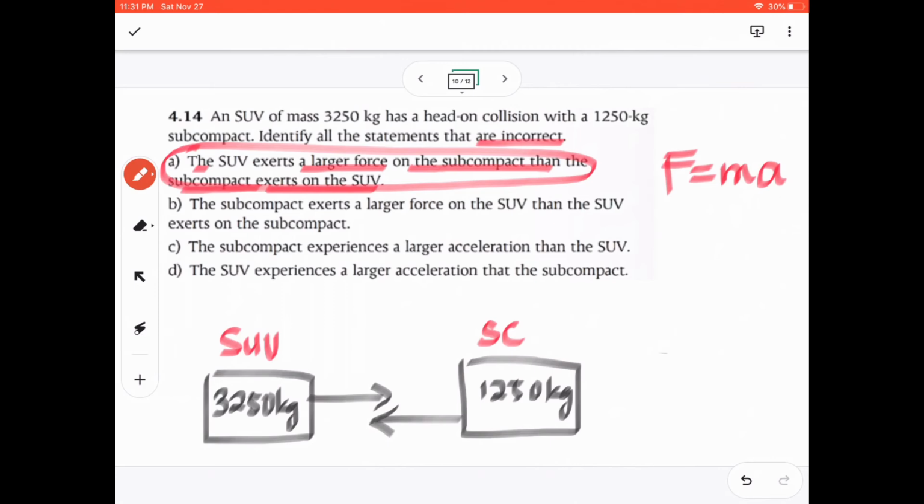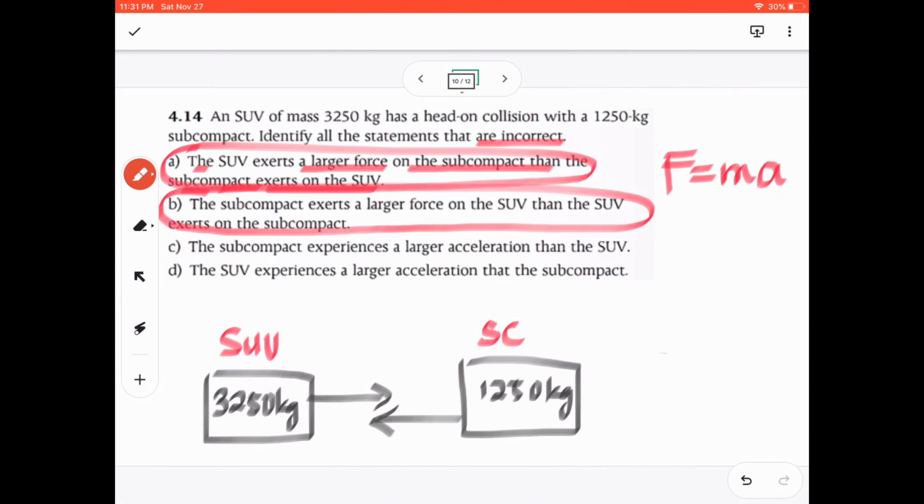Then how about B? The subcompact exerts a larger force on the SUV than the SUV exerts on the subcompact. Same, because we don't know the acceleration. This will be false as well. Letter C, the subcompact experiences a larger acceleration than the SUV.